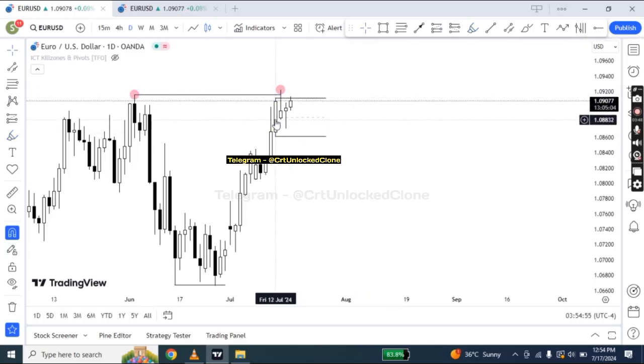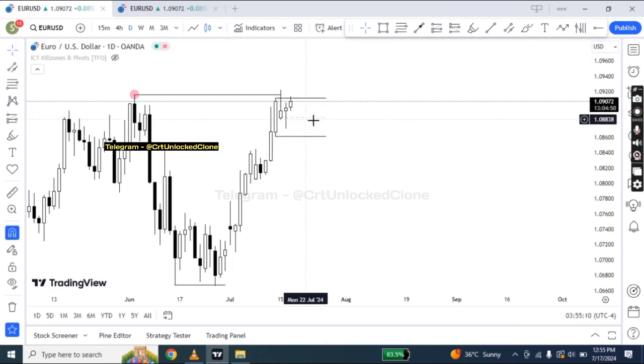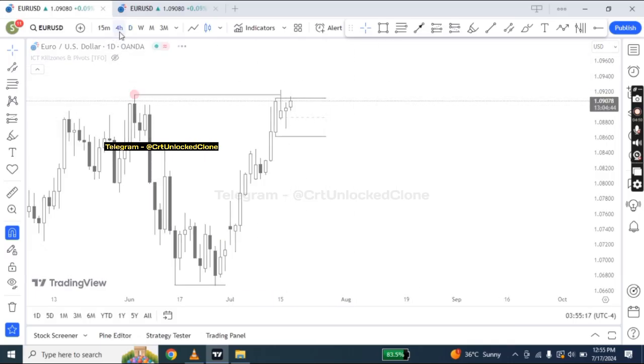And our objective once it's purged will be to first of all target the 50% of the CRT and then eventually the opposing end. But the first target is always going to be the 50% of the CRT range, right? Now you can see that we've determined our drawn liquidity on the weekly and the daily time frame, right?